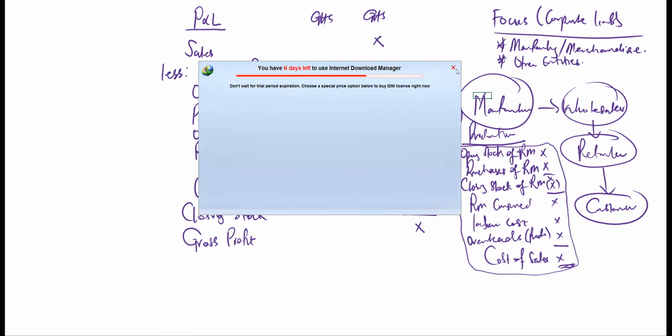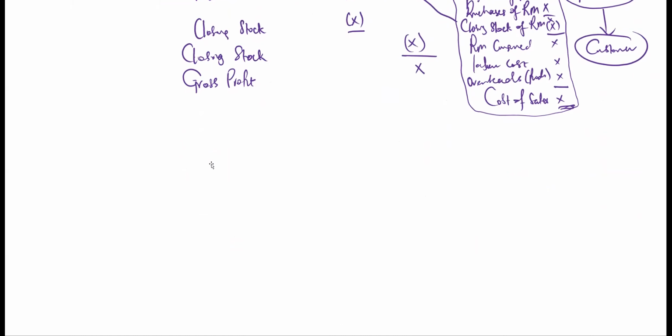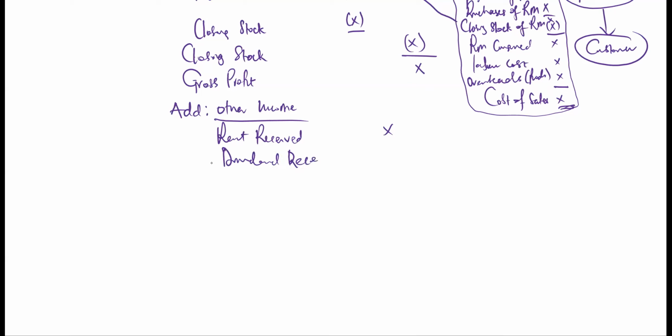Now in accounting, we realize one thing: after your gross profit, don't we add other income? Do you remember? Yes, we add other income. And this income may include things like rent received, so let's add rent received. We may have dividend received. We may have investment income, let's say interest received also. Once we have this, that's the adjusted gross profit.